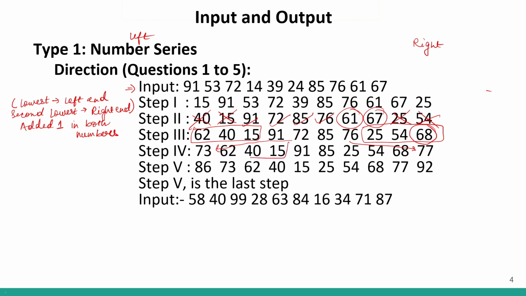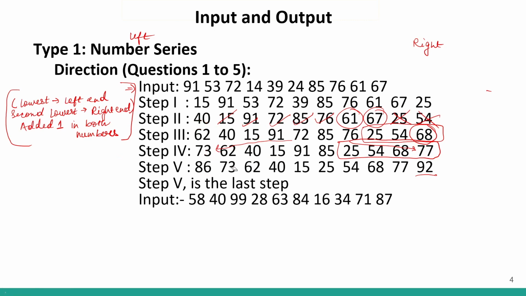Step 5 also, let us check. All the positions up till this number are fixed, correct? These are the fixed positions. So the only remaining numbers are 91 and 85. So 85 is the lowest number now, to which we will add 1 and 86 will come over here. Similarly, 91 is the second lowest, to which we will add 1 and 92 will come over here. So basically, this logic is being followed up till the last number. Until the operation is performed on each and every number, we will follow this logic.